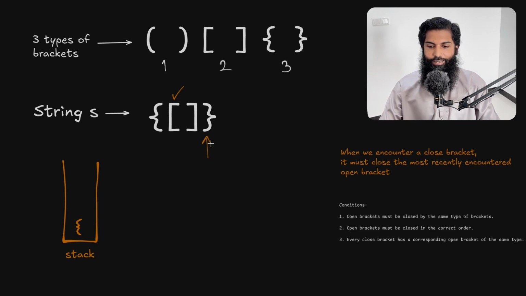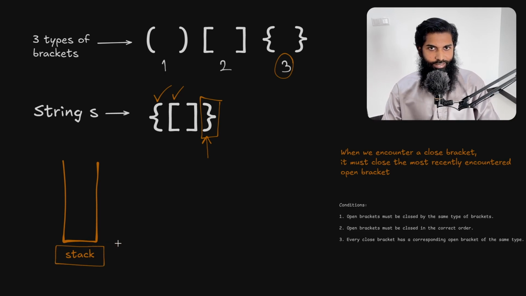The next bracket that we encounter is also a closed bracket. And when we look at the top of the stack, it has an open bracket of the same type as the closed bracket that we just encountered. They're both of type 3. And therefore, this open bracket has also been closed in the correct order. We pop the top of the stack, and now that we are at the end of our string and we don't have any more brackets to process, we check the size of the stack.